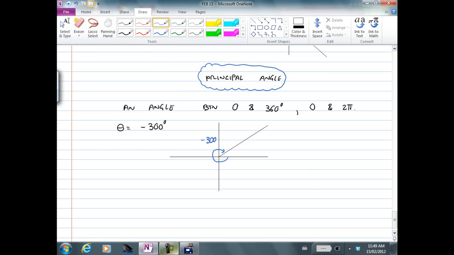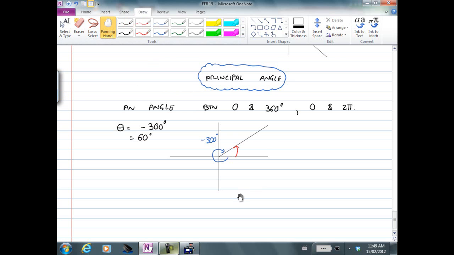I can go counterclockwise, or I can go from here to here, and I get the exact same positioning. So Kieran, what must this angle be right here? 60 is your principal angle, that's correct. So it's an angle between 0 and 360 degrees, because it's the exact same thing. Try this one.